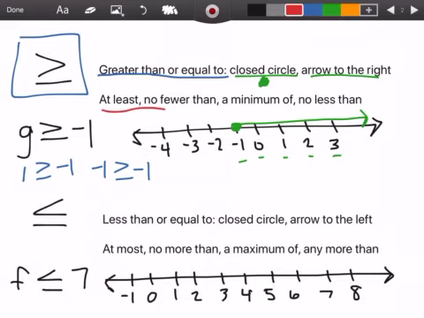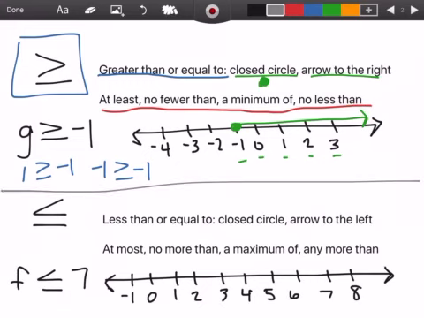Please copy down these keywords under greater than or equal to. You might hear someone say at least, meaning like I get paid at least $5 an hour. That means I get paid $5 or more. So it's greater than that. No fewer than, a minimum of, and no less than. For the minimum one, you can think of, again, I need a minimum of 5 volunteers. That means I need 5 people or more to volunteer. So that's why we use the greater than or equal to symbol for those words.